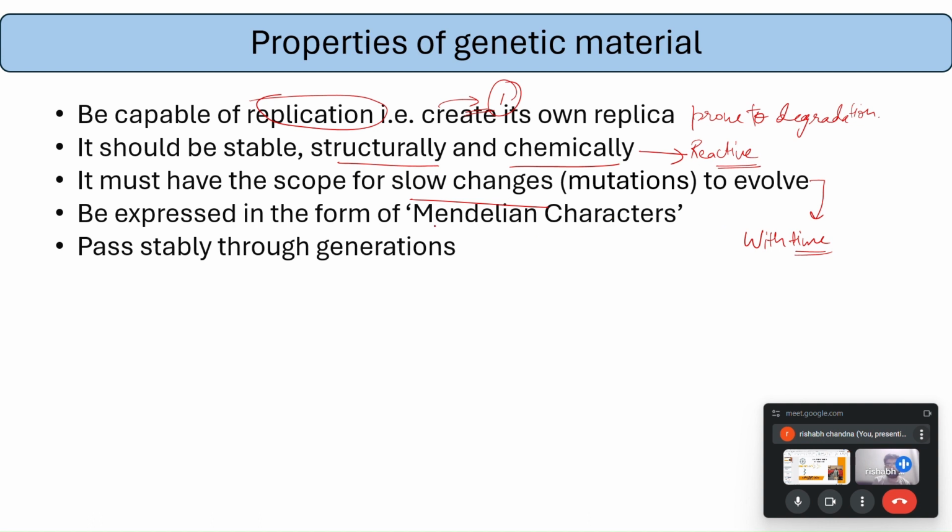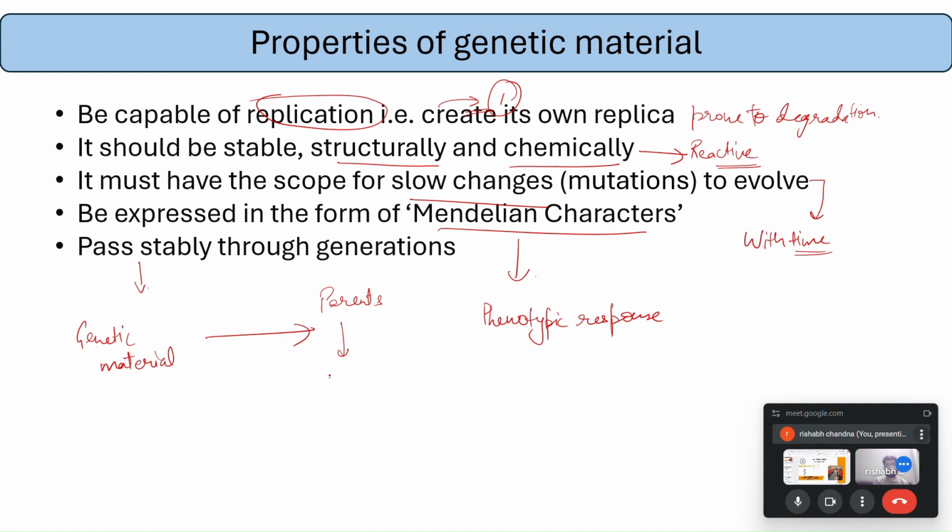And it must be expressed in the form of Mendelian characters. That means it must show the phenotypic response, and it must pass stably through the generations. Okay, so for example, if this is the genetic material, then it must pass from parents to offspring. Okay, so these were some of the properties of the genetic material that we discussed.